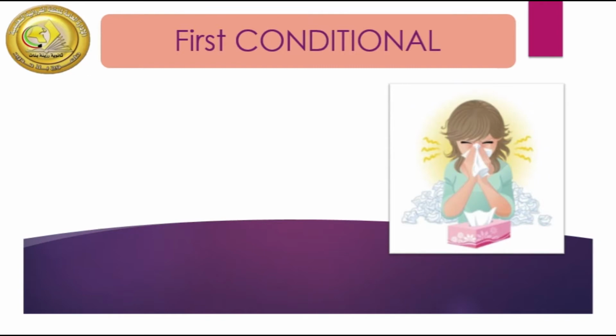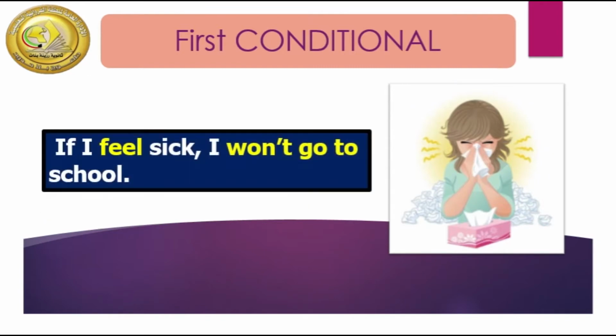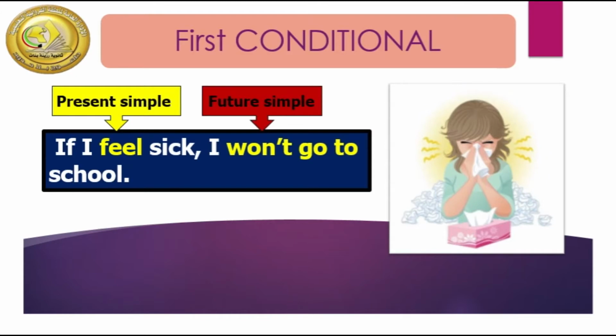Now, let's complete the first conditional. The first conditional is composed of two verbs. The first one must be in present simple. The second one in future simple. As in this example, if I feel sick, I won't go to school. If I feel sick, feel is in present simple. The second verb, won't, is in future. Won't means will not, plus go, a verb in the infinitive with no additional letters.